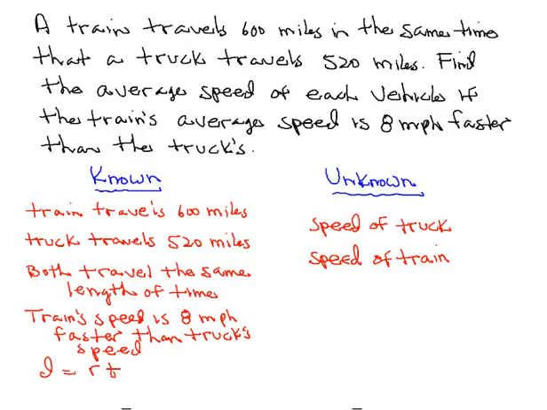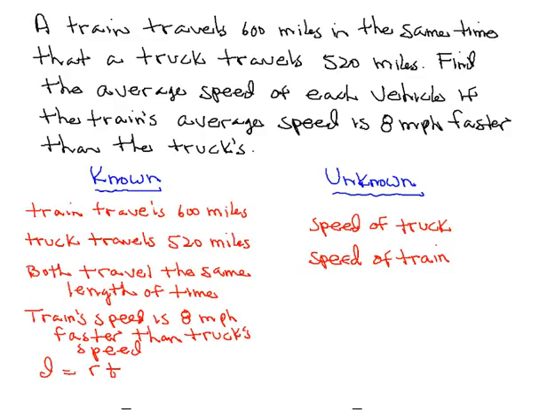Now the next application we're going to consider is a distance rate time problem. And the problem is this. We're told that a train travels 600 miles in the same time that a truck travels 520 miles. And we're asked to find the average speed of each vehicle if the train's average speed is 8 miles per hour faster than the truck speed.